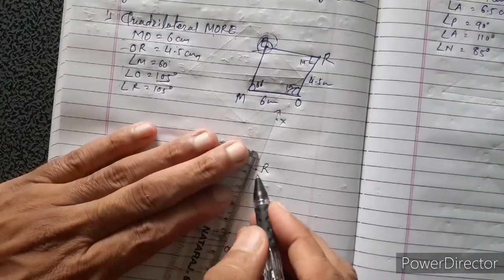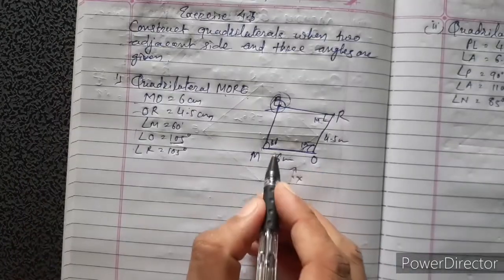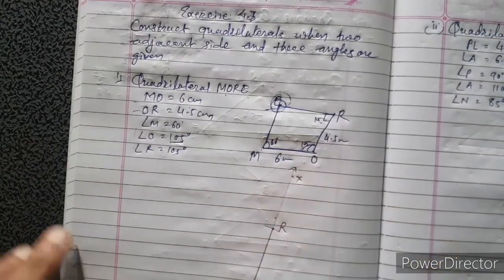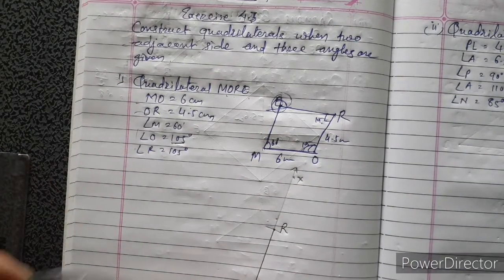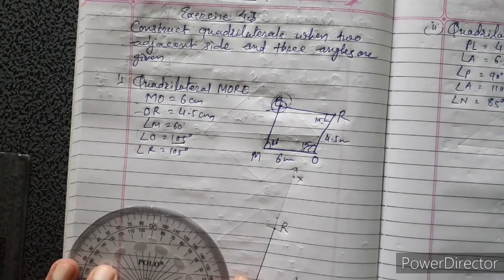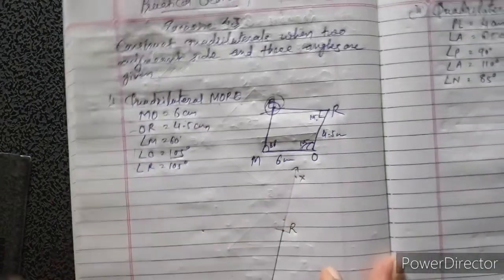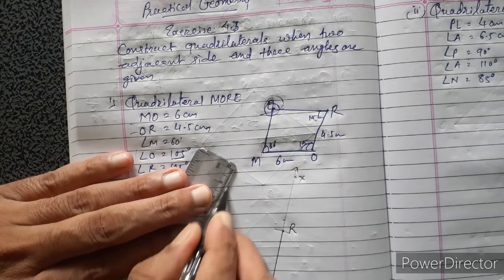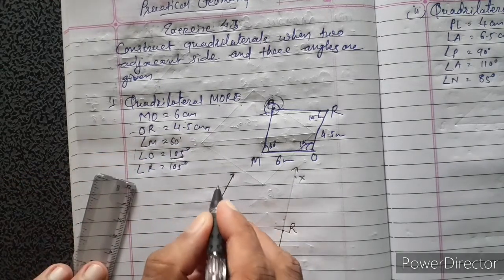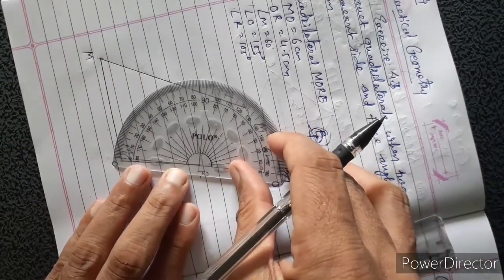Now draw the OR properly. Now M is 60 degree and R is 105. So you just draw a ray from both, from M that is 60 degree, it's here. Suppose MY, and from R you just construct like that, 105 degree.